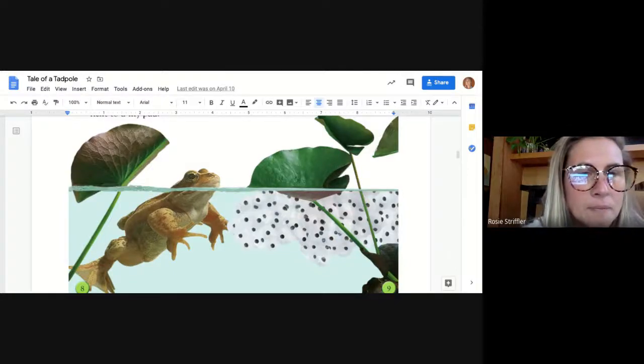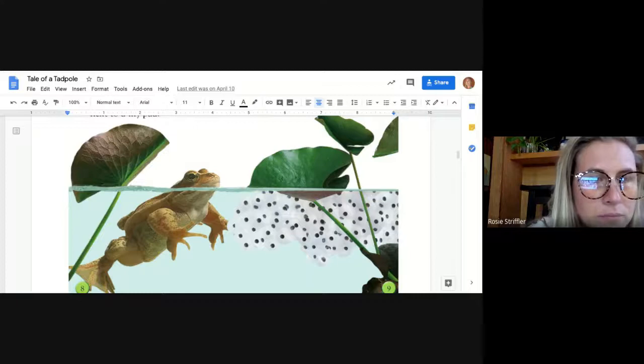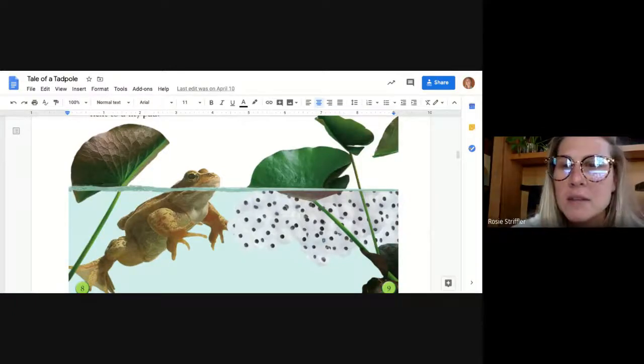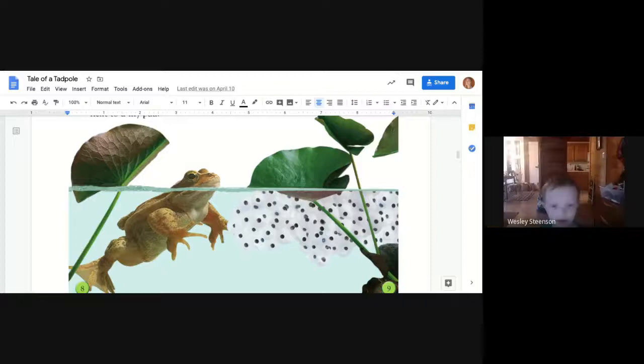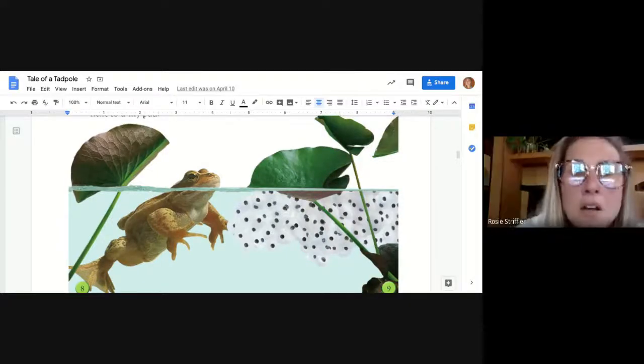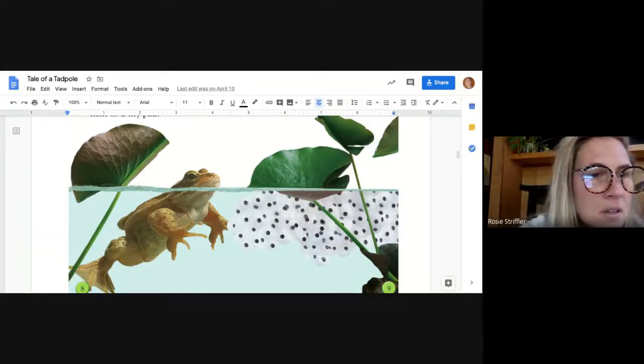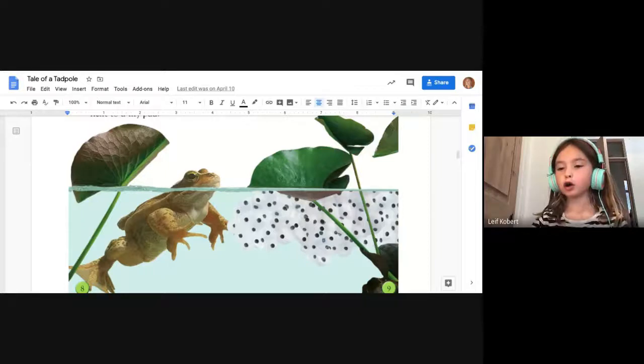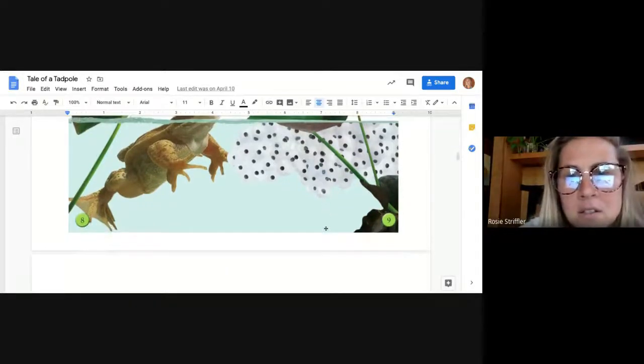What do you see? Anna. What I see about the home is... can you go back to me? Sure. Who else has something that they saw? Wesley, what do you see? I see that there is water. There's water. Does anyone see anything else? Leif. I see some plants that grow underwater. Some plants that grow underwater. And then we've got the frog eggs or frog spawn.